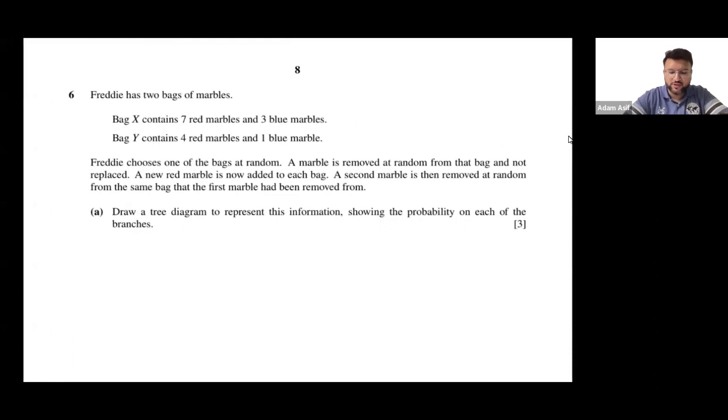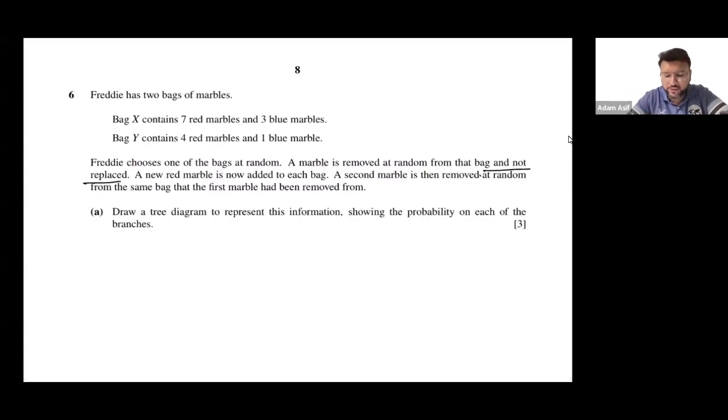Question number 6. Freddy has 2 bags of marbles. Bag X contains 7 red marbles and 3 blue marbles. Bag Y contains 4 red marbles and 1 blue marble. Freddy chooses one of the bags at random. A marble is removed at random from that bag and not replaced.